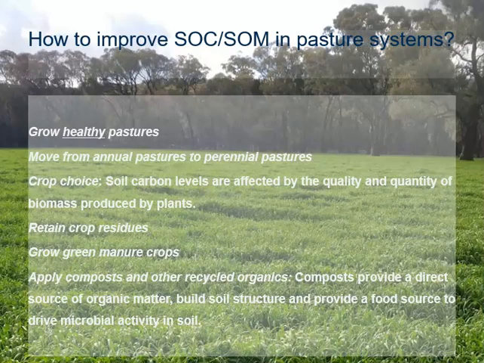There are many ways soil carbon levels can be improved. For example, growing healthy crops and pastures, switching from cropping to annual pastures, switching to perennial pastures, managing grazing to retain ground cover, and of course, using compost and other recycled organics, which provide a direct source of organic matter, build soil structure, and provide a food source to drive microbial activity in soil.